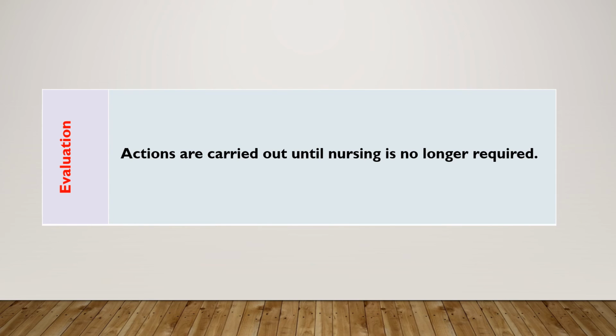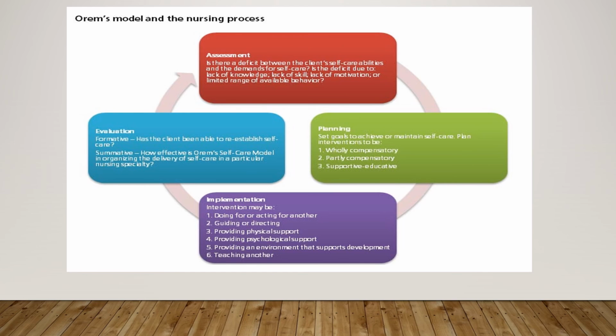Then evaluation. Actions are carried out until nursing is no longer required. You have to evaluate whether the client has reached that self-care ability. So that is what comes in evaluation. So this is Orem's self-care process. You might be remembering the first, assessment part, which includes collecting the data about what self-care the patient can do, what are the self-care deficits. If there is a deficit between self-care abilities and the demand, then only nursing is required. So the assessment part is very much important.